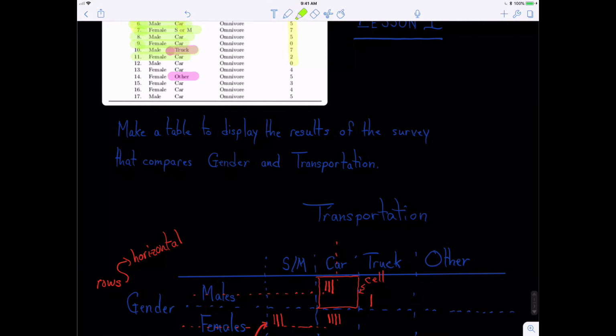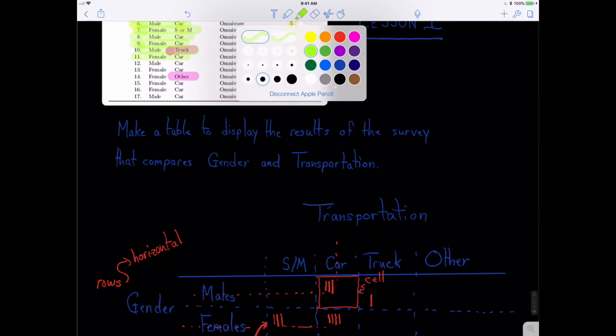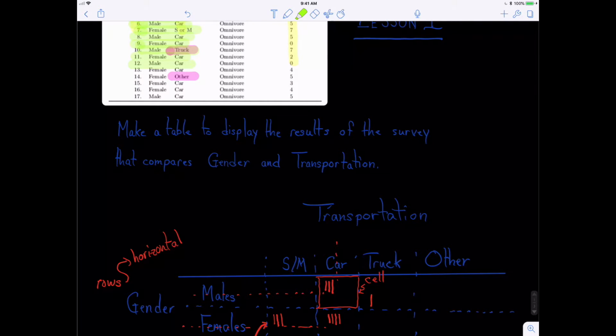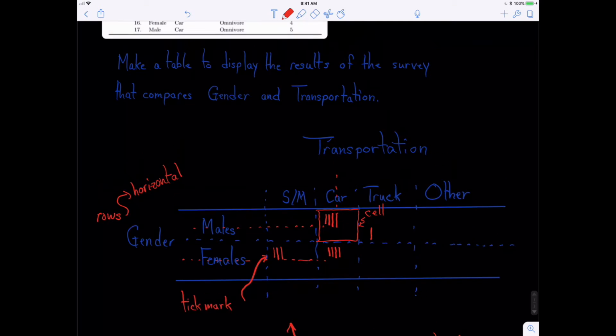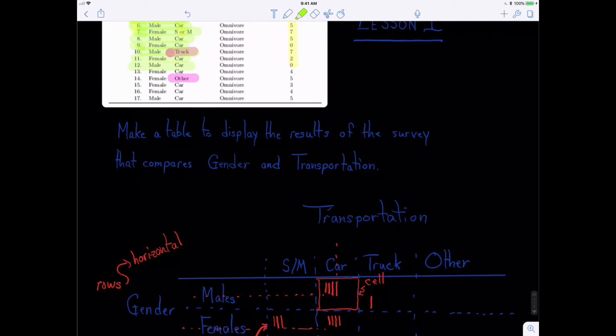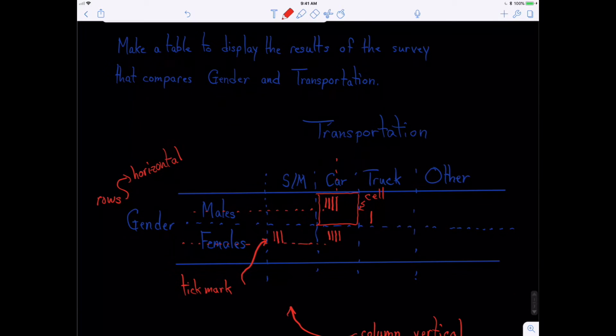And let's see, my next one is a male driving a car. So we come across. Male, car, 4 tick marks. Okay, next person. This is a female that drives a car, and look at what happens now.